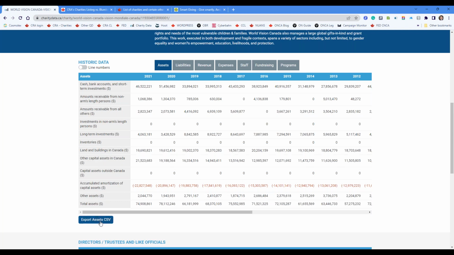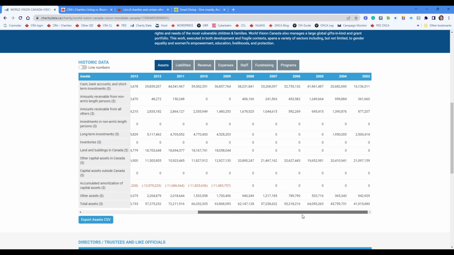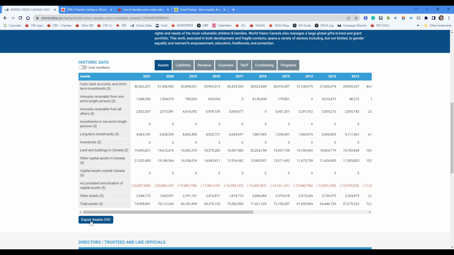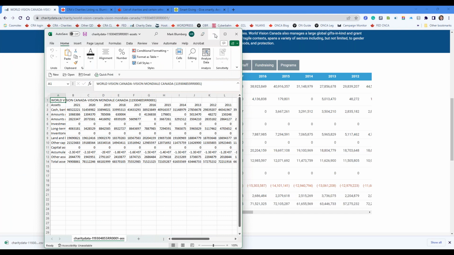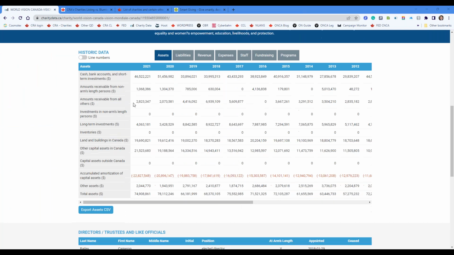You can also, for example, look at assets here, and you can look across all the way to 2003. If you want, you can export these, and you basically have an Excel spreadsheet with the information in it, if that is helpful for you. Maybe you're doing an analysis of a whole bunch of different charities. Anyway, that's something you can do if you wish. We've made it easier to have the information exported out.